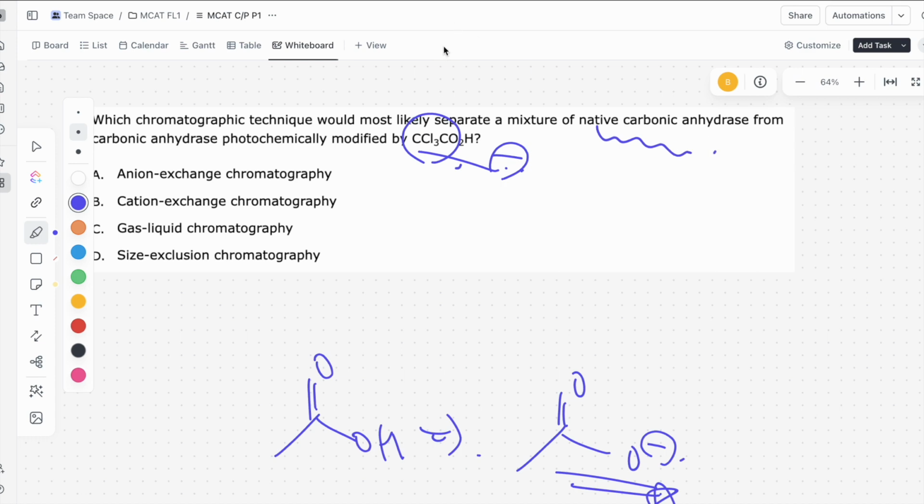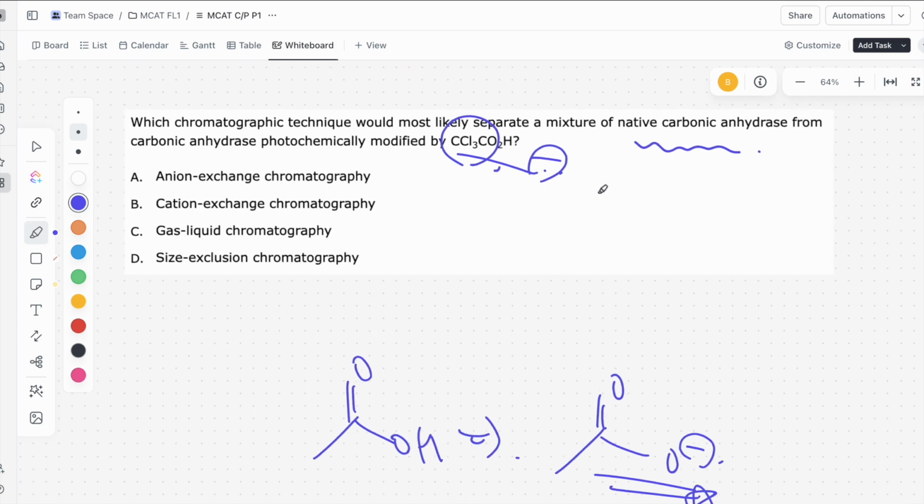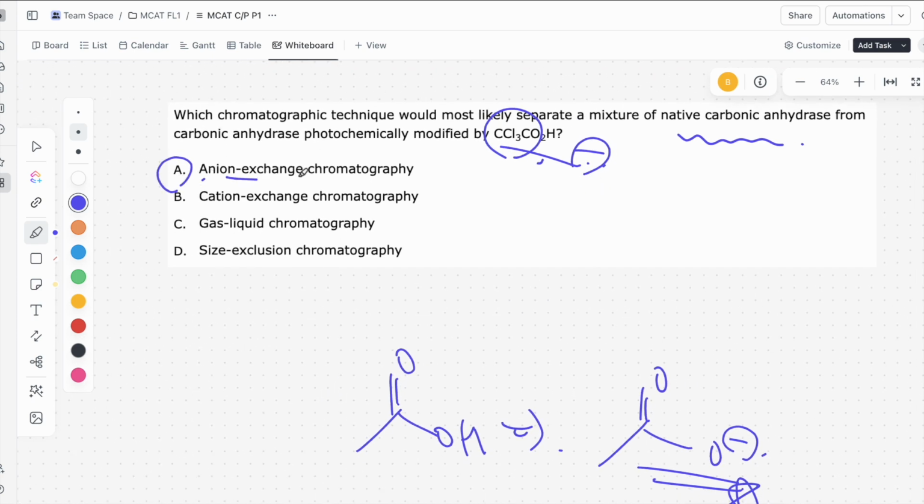If you want to separate out compounds that have negative charges versus those that don't have as many negative charges, what do you want to use? You want to use anion exchange chromatography. Remember, this is when you're separating out molecules based on their negative charge. The modified version of carbonic anhydrase has more negative charges due to this modification, which means you want to use anion exchange chromatography to take this out. You don't want to use cation exchange since we're looking at negative charges, not positive charges on these molecules.